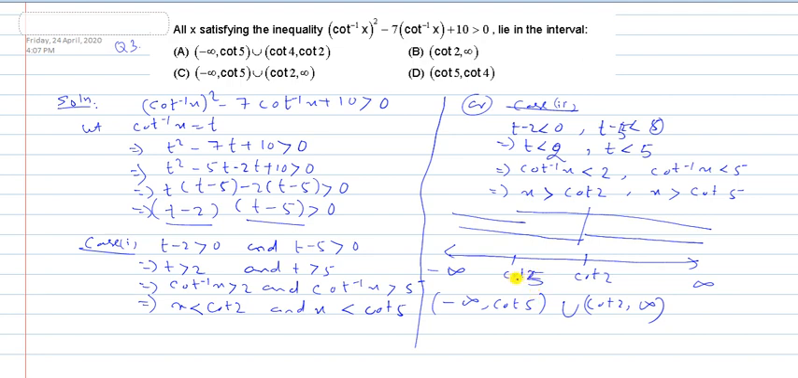Let us examine the inequalities given in the answer. A is not correct. B is also not correct. So A is not correct, B is not correct, but C is the correct option. So the correct option is C.